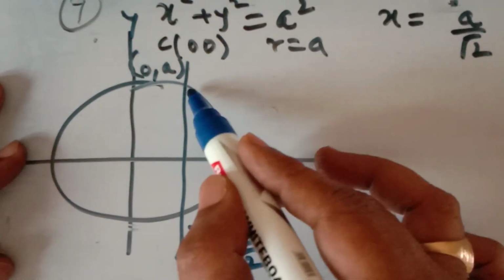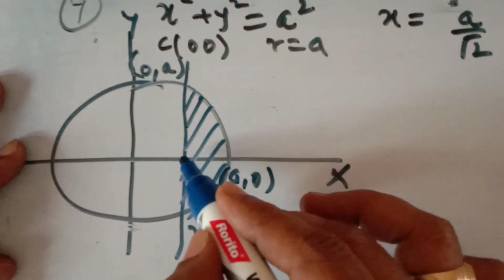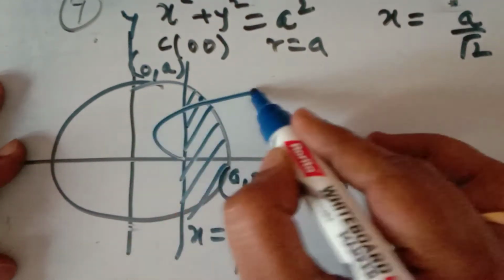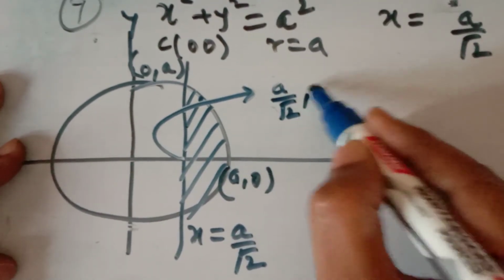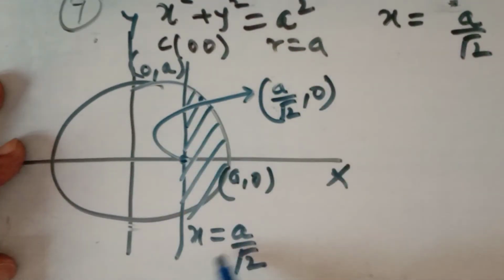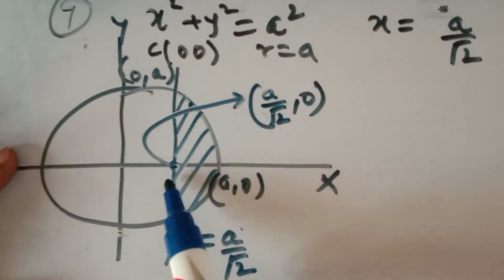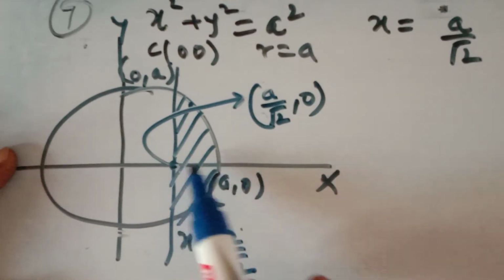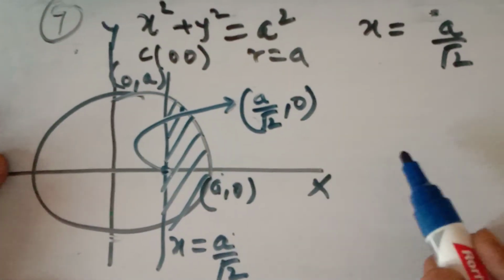This is the smaller area bounded by these two curves. Now what is the coordinate of this point? The coordinate of this point will be a upon root 2, 0, because on x-axis the y coordinate is 0, and this is x equal to a upon root 2. So you have to simply integrate this curve from the limit a upon root 2 to a and multiply by 2, because it is in the first as well as in the second quadrant.